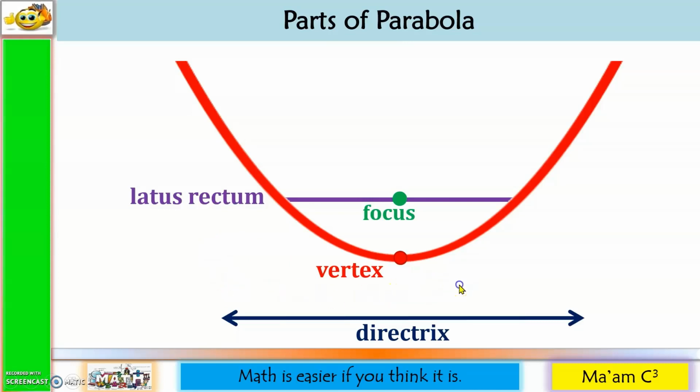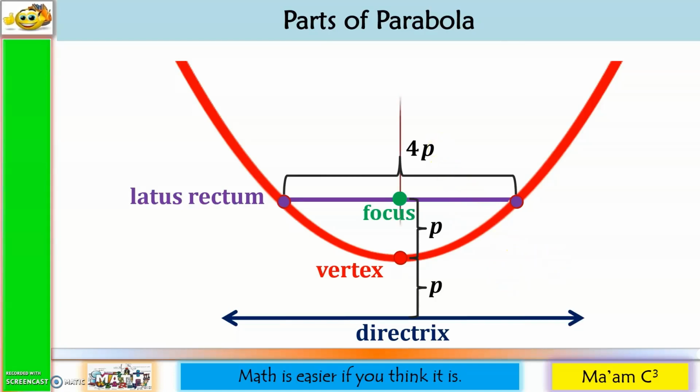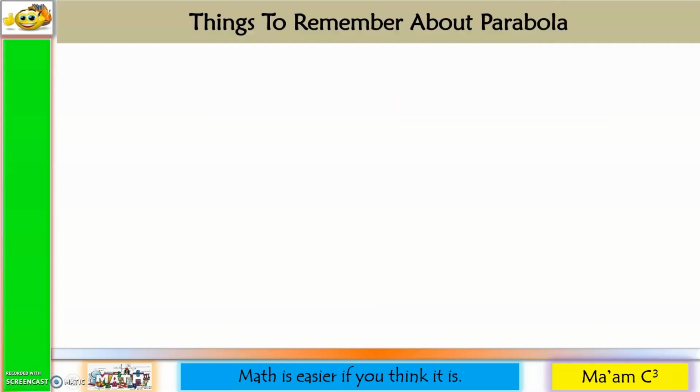The distance from the vertex to the directrix is the same as the distance from the vertex to the focus, and is denoted by the letter p. The distance between the two ends of the latus rectum is 4p. And a line that passes through the focus and the vertex and is perpendicular to the directrix is called the axis of symmetry.